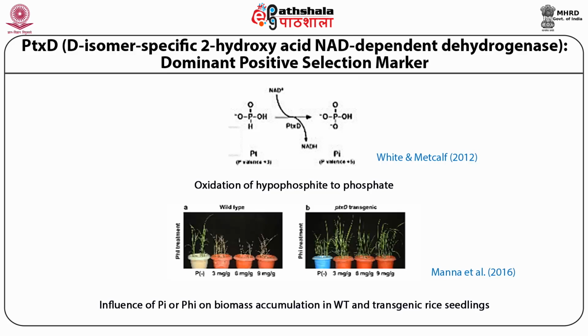So, in the presence of this enzyme, phosphite is converted into phosphate, so that plant cells can use it in the culture and can grow. So, this is also a positive selection marker. And the second part of this lecture is talking about markers, reporter genes.